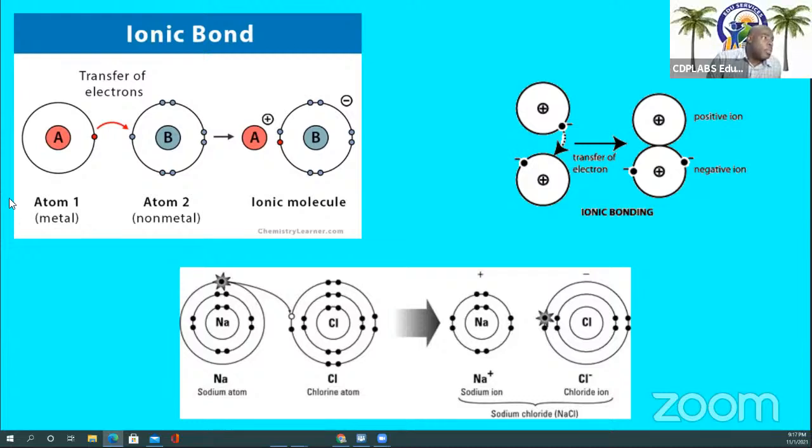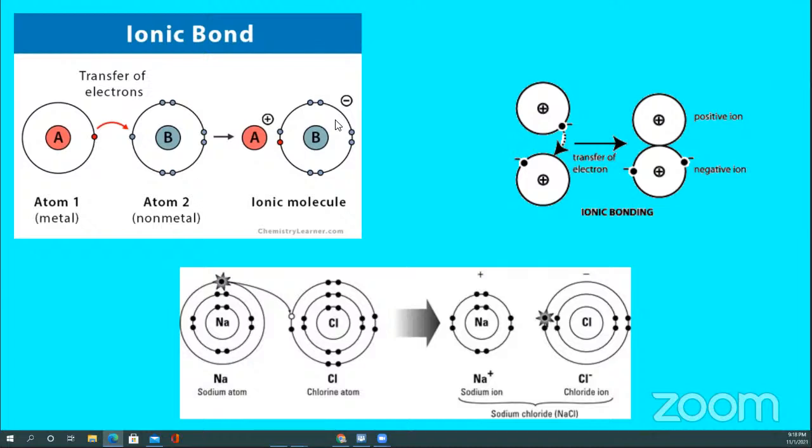All right, so this picture is showing us ionic bond. So you have a metal and it is transferring one electron to a non-metal and therefore forms an ionic molecule. You get that? I'm saying this picture here is showing that this atom transfers an electron to a non-metal and the result is an ionic molecule. So the one that gave up an electron became positively charged and the one that received an electron became negatively charged. You get that?